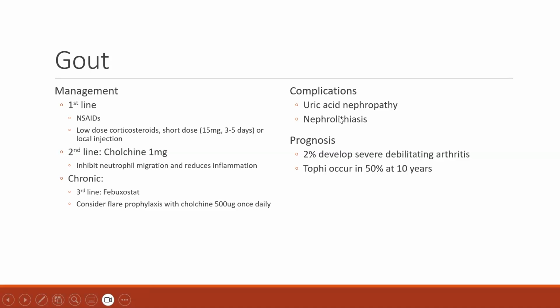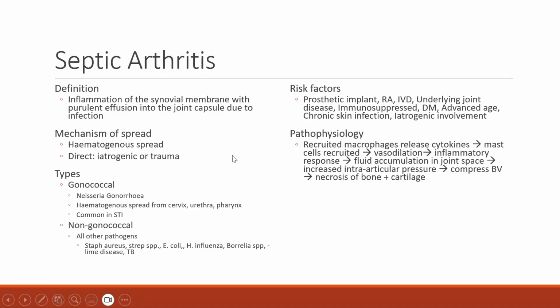Complications, we can get uric acid nephropathy and nephrolithiasis. They don't have too bad of a prognosis, but tophi can happen like in 10 years in half the people. Next is septic arthritis. It's inflammation of the synovial membrane with effusion into the joint capsule due to the infection.